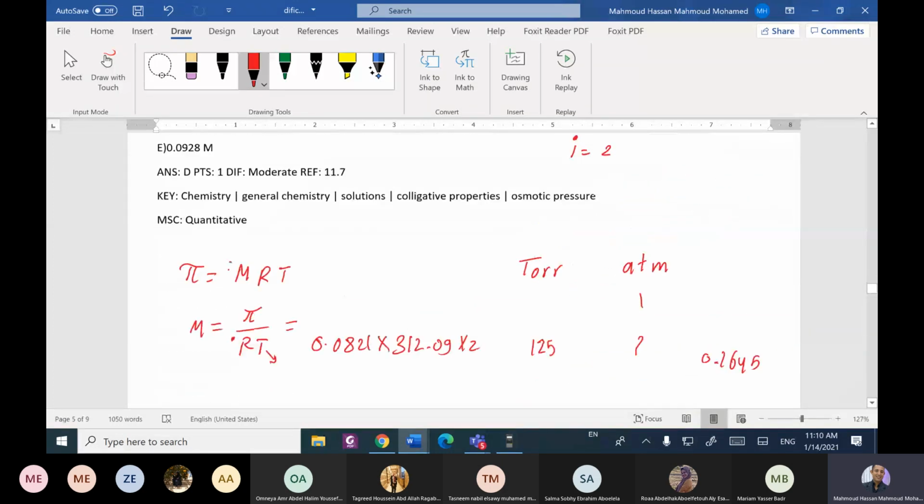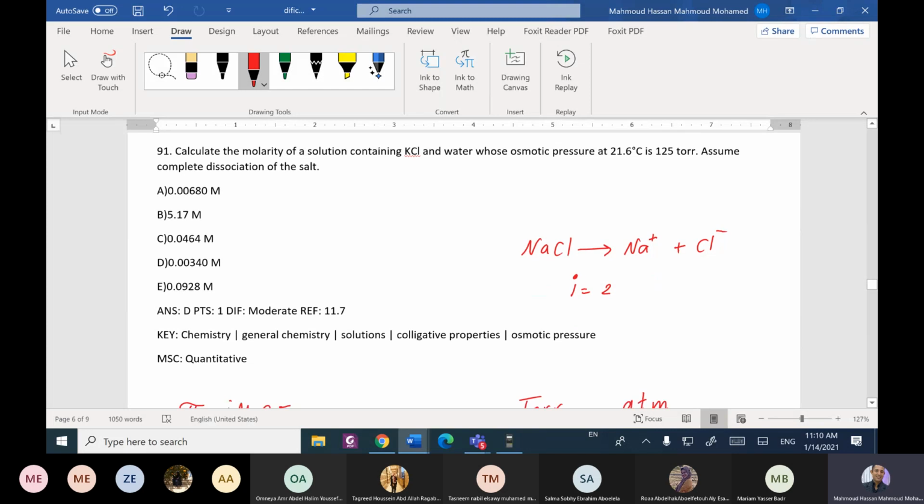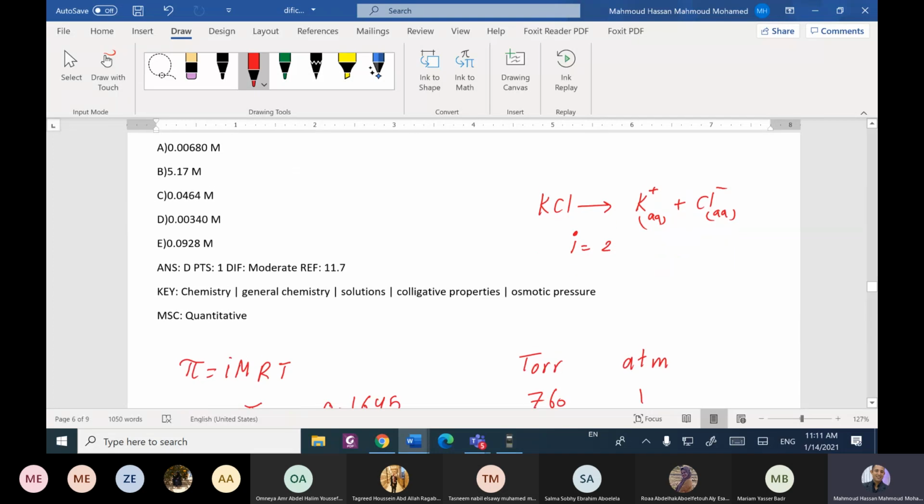Okay, another problem, question number 91 in the test bank. Calculate the molarity of the solution containing KCl in water whose osmotic pressure at 21.6 degrees Celsius is 125 torr. Assume that it is a completely dissociated salt. Firstly, KCl will dissociate into K positive and Cl negative in aqueous solution, so the Van 't Hoff factor will be 2.